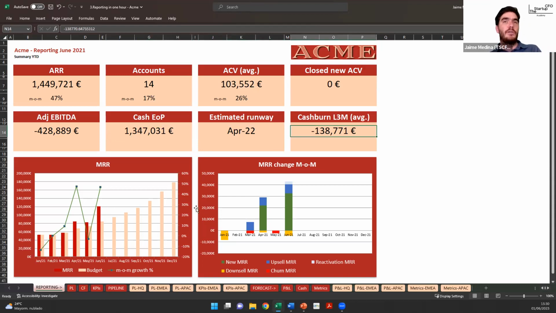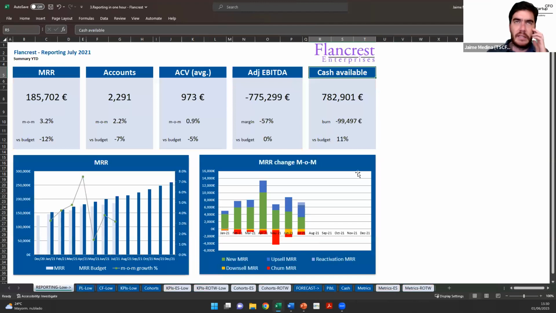And a couple of charts on the evolution of the MRR and the changes in MRR. This chart shows new MRR, upsell MRR, reactivation MRR, downsell MRR, and churn MRR. Again, I'm not going to stop too much here. We have this kind of basic model for SaaS.